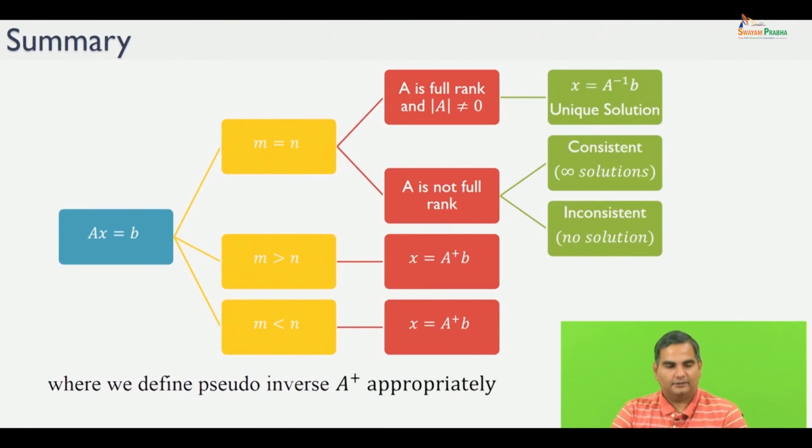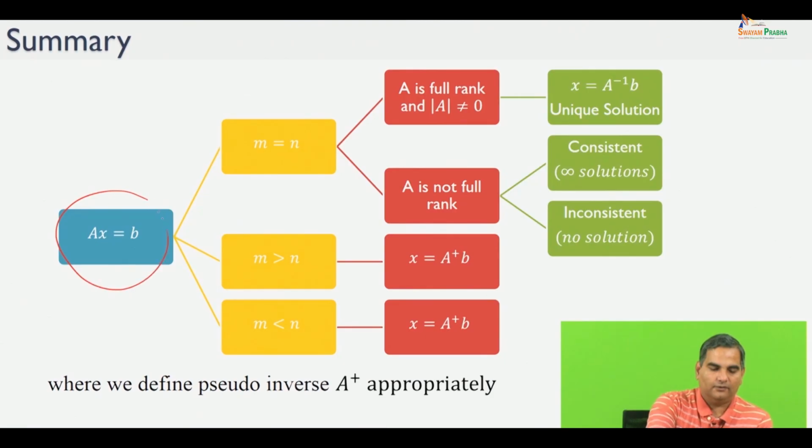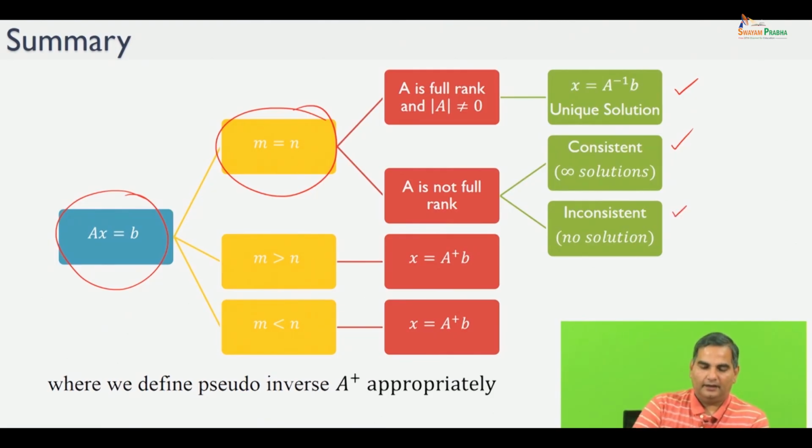So let me summarize this lecture. We said we are interested in solving equations of the form Ax equal to b. We talked about three cases, m equal to n, and if A is full rank, a unique solution A inverse b. If A is not full rank, there are two possibilities, either the equations are consistent or inconsistent. And if m is greater than n, we look at a least square solution, and if m is less than n, then we look at a least norm solution.